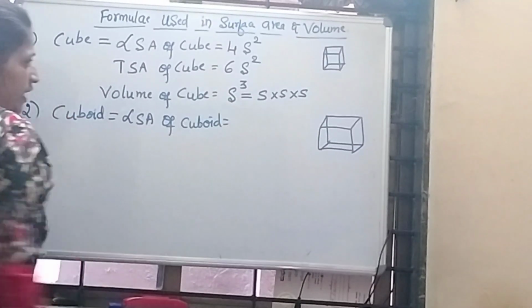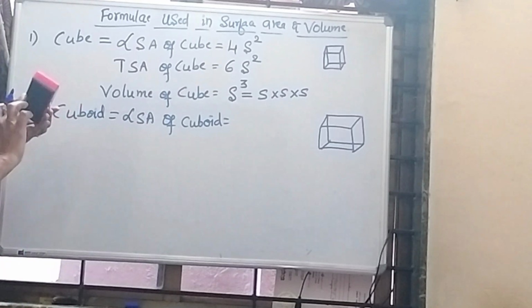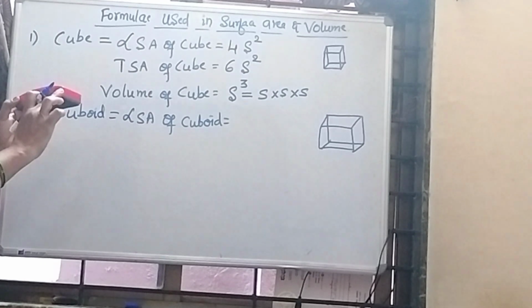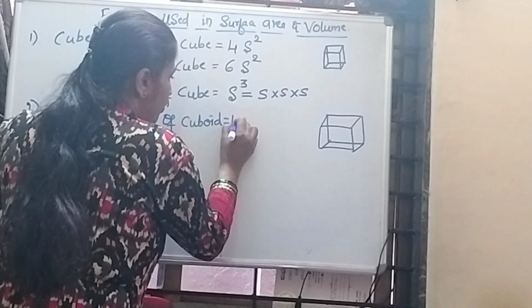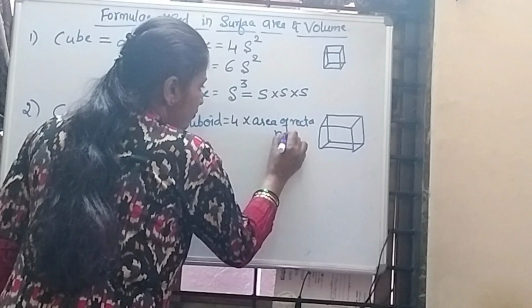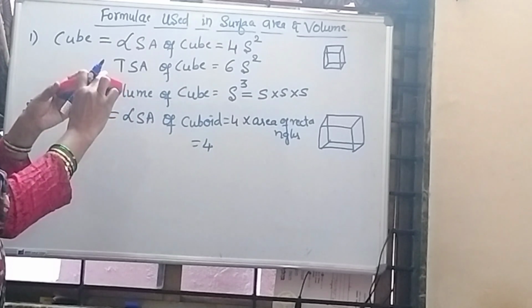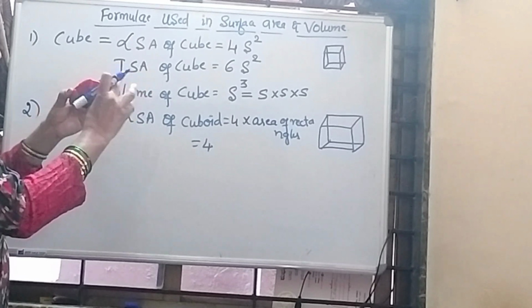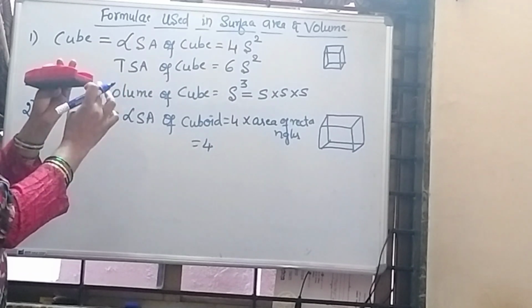So what will it be now? LSA. You can take this example. Here are the 4 faces. This is the lateral surface area. If we consider this as length and this as breadth, we have to take the area of 4 rectangles. Here the rectangles belong to a cuboid, so we call this the height. So this rectangle area becomes L into H. Here it is breadth into H. Again L into H, B into H.